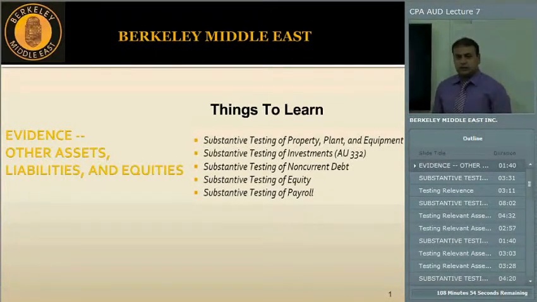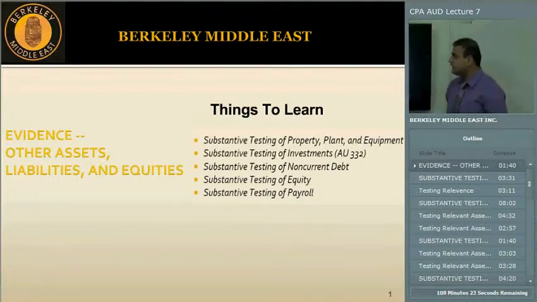Today we are going to discuss units 13, 14 and 15. There are 3 units, and this is the extension of our previous discussion. Previously we were discussing evidence, the purchase, sales and cash receipts, cash payments. So this is the extension. The chapter name is Evidence, Other Assets, Liabilities and Equities.